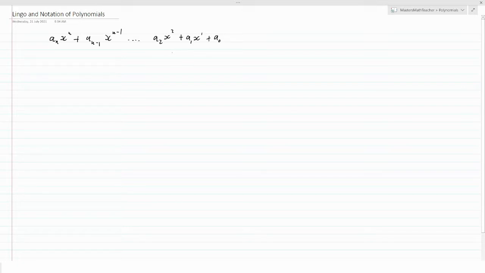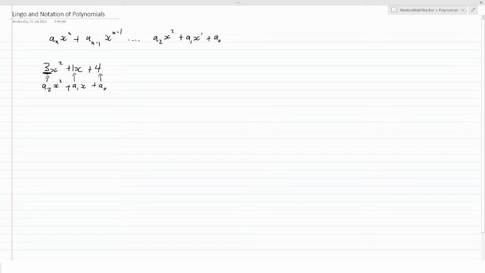Okay, so what does that mean? There's a lot of symbols, a lot of letters, but what does it actually mean? So let's take a look at this function here, 3x squared plus x plus 4. So what we can see here is this 3 is our a2 because it's the coefficient in front of x squared. Our a1 is 1, so that's a1x, and our constant, or our a0, is 4.